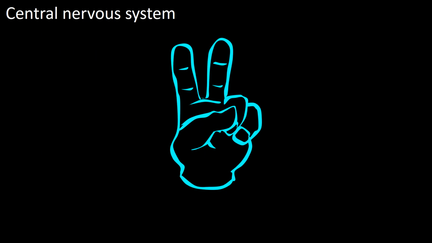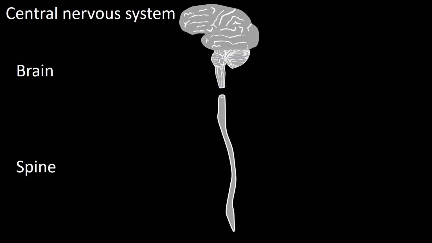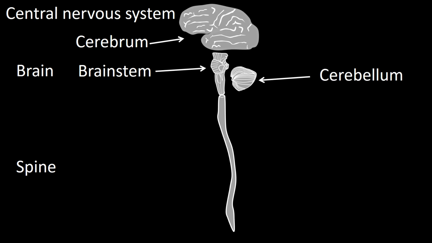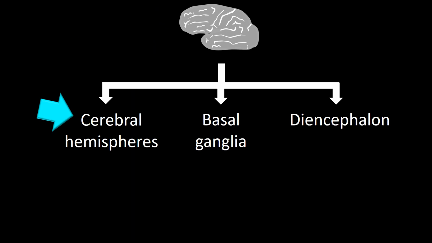I will now represent the two main divisions of the central nervous system, the brain and the spinal cord, to talk about their subdivisions. The brain can further be divided into three subdivisions, as you can see in this diagram. These divisions are the cerebrum, the brainstem, and the cerebellum. The cerebrum can be subdivided into three parts: the cerebral hemispheres, the basal ganglia, and the diencephalon.